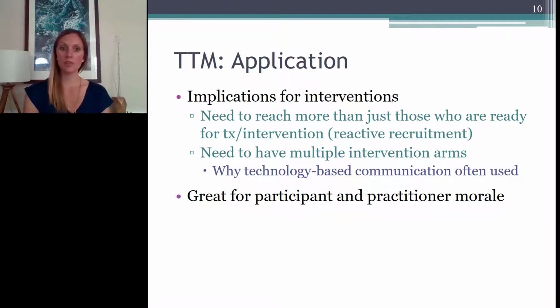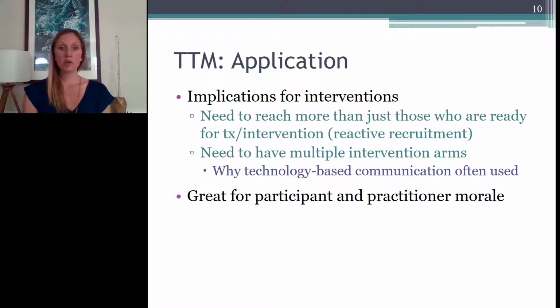We've talked about a couple throughout this lecture, but one of the implications proposed by the TTM is that we do need to reach more than just those who are ready for the treatment or an intervention. This is often referred to as reactive recruitment. We recruit people that are already seeking treatment, and the breakdown of the stages of change in the TTM just reinforces the fact that there are different levels of readiness in terms of behavior change, and no one level is more important than the other to target.